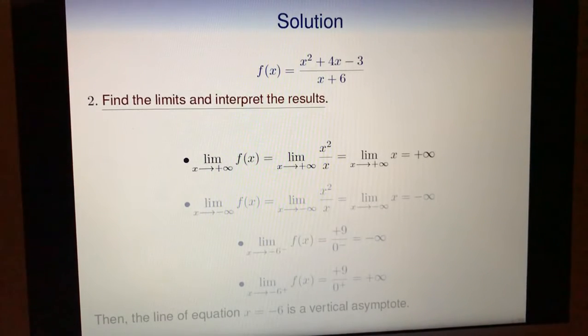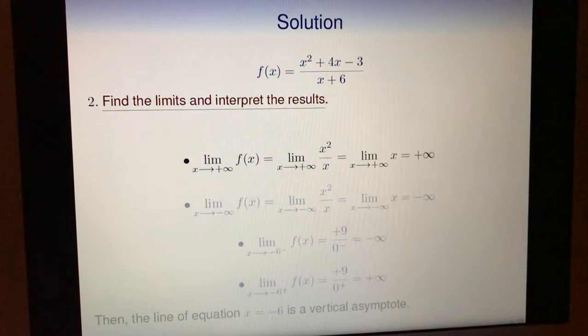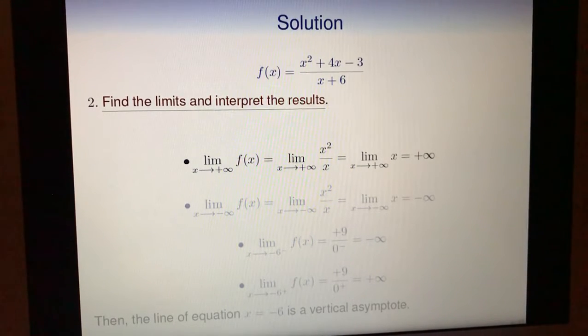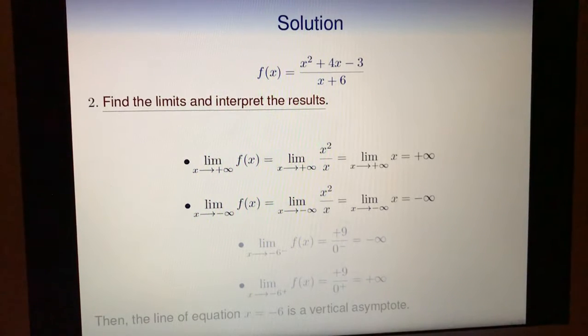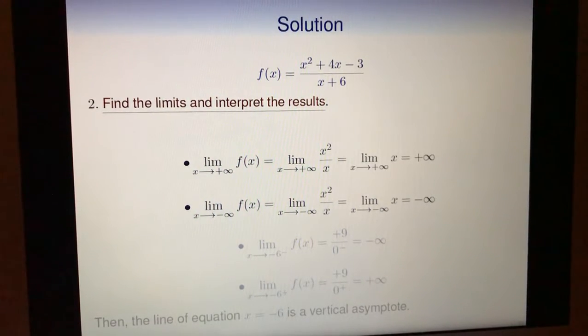In question 2, first of all, we will find the limit at plus infinity. When finding the limit at plus infinity, we take the highest power in the numerator and the highest power in the denominator, which is x squared over x. Before replacing x by plus infinity, we simplify x squared over x, which equals x, and then replace x by plus infinity. We get the answer equal to plus infinity. Similarly, the limit at minus infinity is equal to minus infinity.